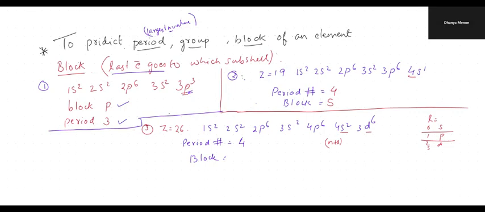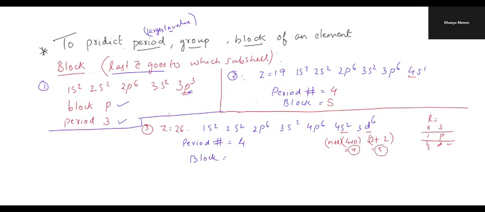For 4s, the n plus l value is 4 plus 0. That is 4. For 3d, what is the n plus l value? 3 plus, what is the d value? D value is 2, which is equal to 5. Right? So 4s has n plus l value 4, 3d has n plus l value 5.